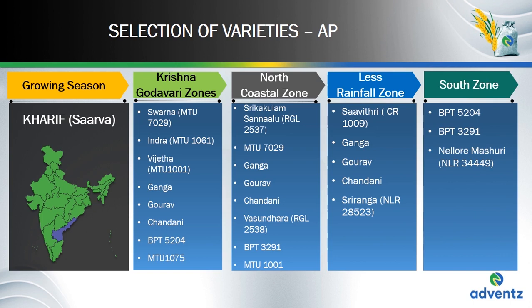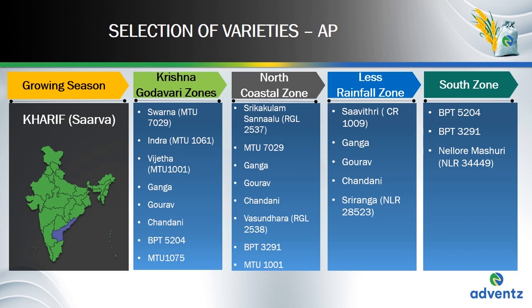In the south zone of Andhra Pradesh, for the growing season Kharif or Sarva, the important varieties are BPT 5204, BPT 3291 and Nellore Mashuri or NLR 3449.